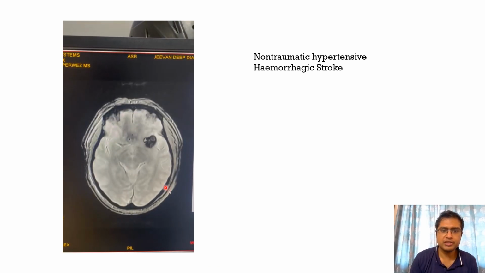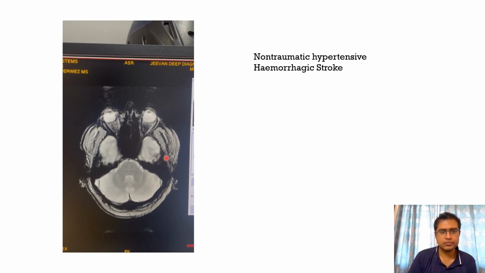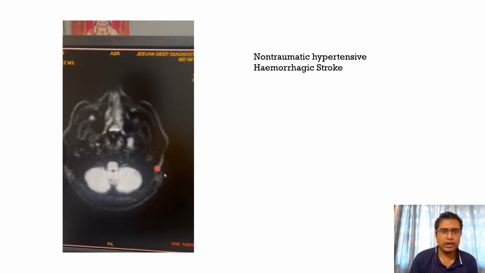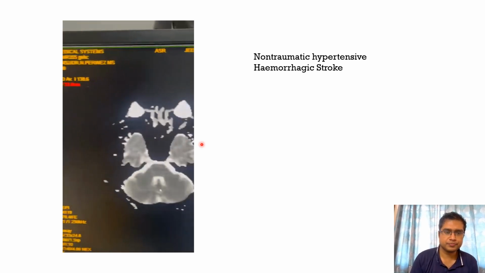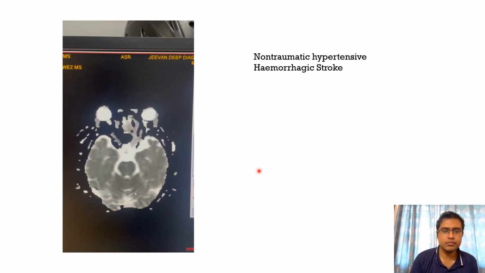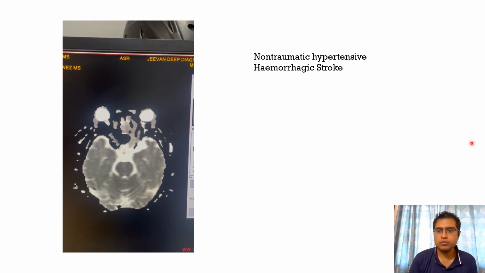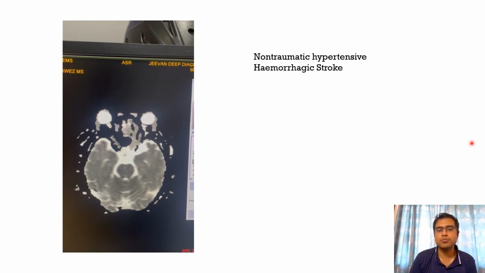These are the GRE images where there is intense blooming. And this is the DWI, which is black. The area is black on DWI as well as on ADC map. So by now you should be able to tell which stage of intraparenchymal hemorrhage both the patients are.